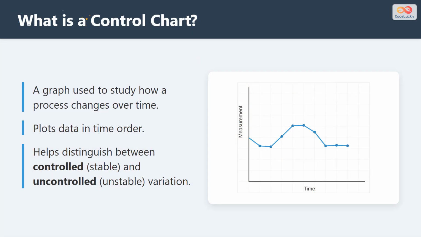So, what exactly is a control chart? Simply put, it is a graph that allows us to study how a process changes over time. By plotting data in time order, the chart helps us distinguish between variation that is normal and controlled versus variation that is uncontrolled and unstable.